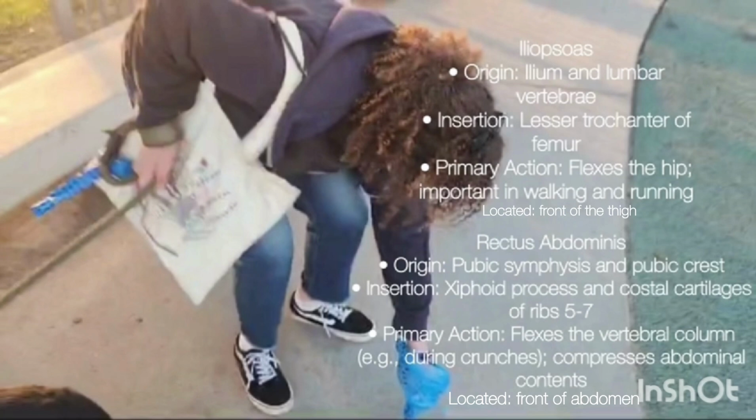The rectus abdominis' origin is in the pubic symphysis and the pubic crest. The insertion is at the xiphoid process and costal cartilages of the ribs 5 through 7, and the primary action is to flex the vertebral column, like doing crunches, and compress abdominal contents, just like Eliana is doing now.